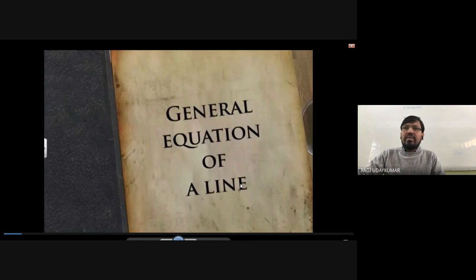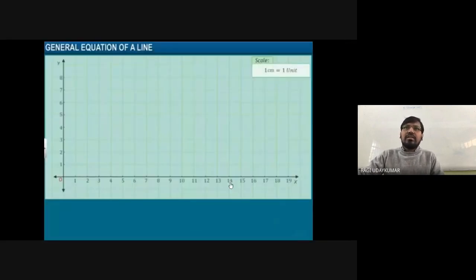Ax plus by plus c is equal to 0, where a square plus b square is not equal to 0, and a, b, c are real numbers. A square plus b square not equal to 0, you can say, or mod a plus mod b not equal to 0. Both should not be equal to 0. Then that equation is called the general form of the equation.